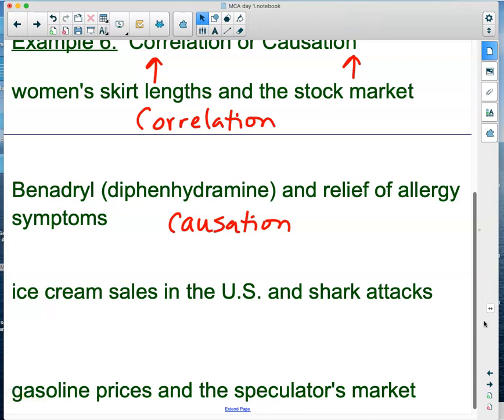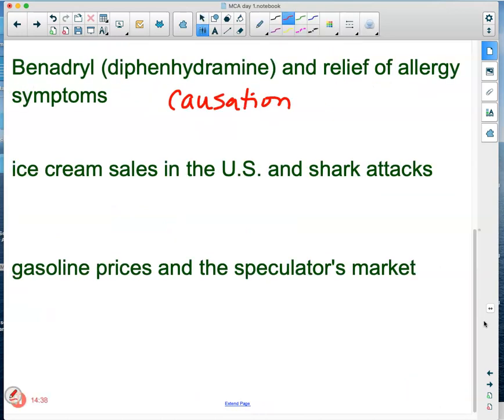The next one that we see here, ice cream sales in the U.S. and shark attacks. This also has been proven, that there is a link between the two. When we eat more ice cream in the United States, there is an increase in shark attacks. Does that mean one causes the other? No, no. Again, this is correlation.